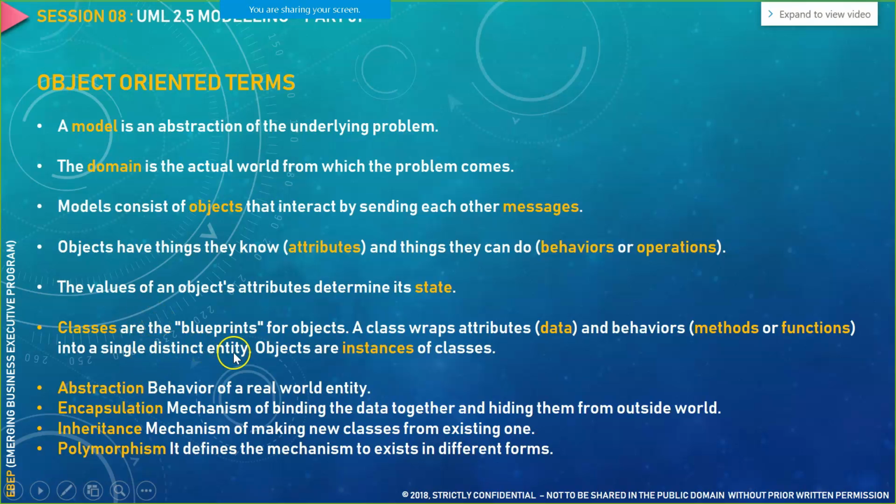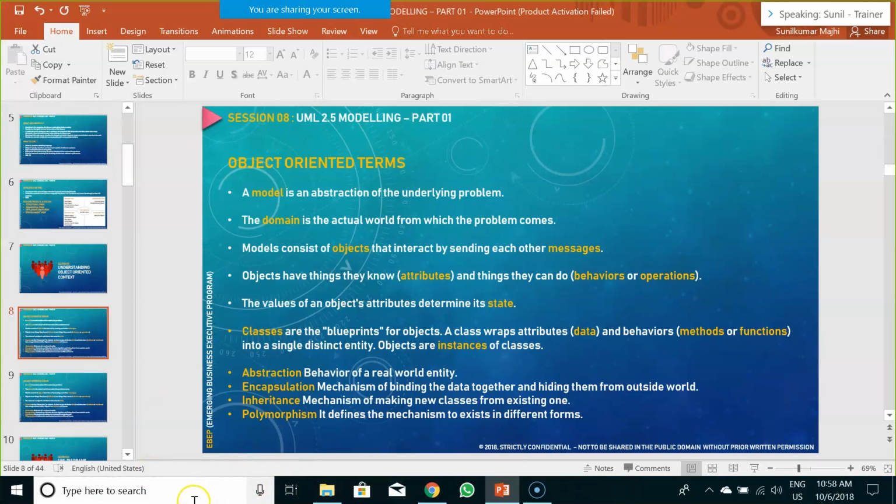Now coming to the classes and objects part. Classes are the blueprints for the objects. A class wraps attributes, data, and behavior, methods, or functions into a single distinct entity. Objects are nothing but part of your class. So to summarize, let me give you an example.